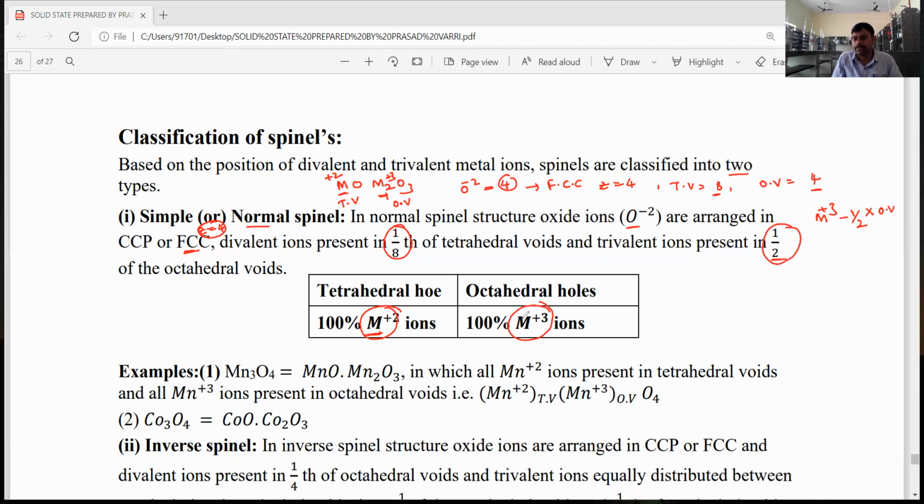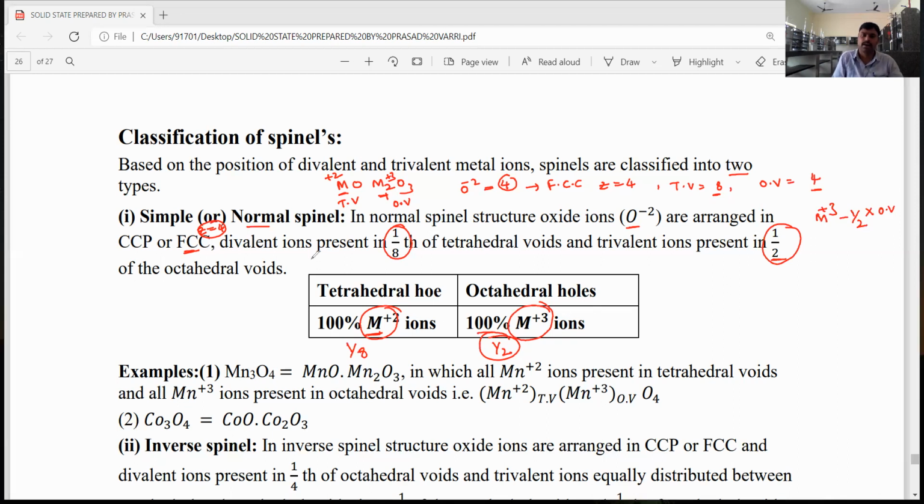Then total, tri-positive ions are present in octahedral voids, and di-positive ions are all present in tetrahedral voids. Its occupying percentage is 1/8 part, and the other's occupying percentage is 1/2 part. Okay, 1/2 of the octahedral voids are occupied by tri-positive ions.